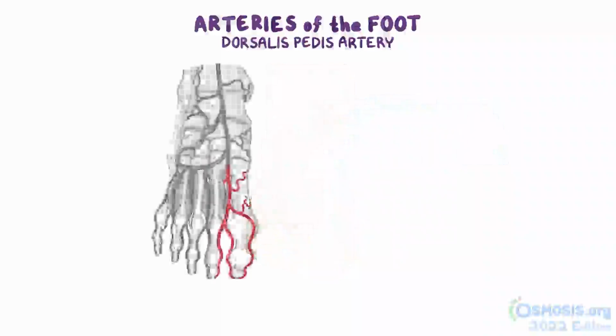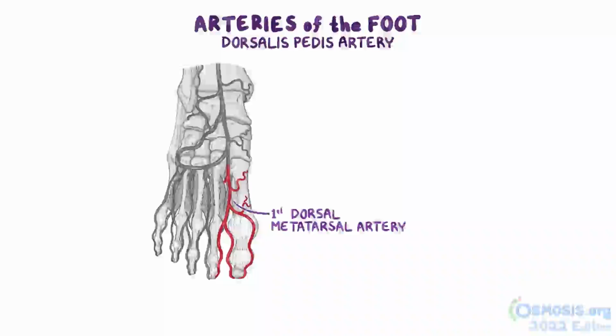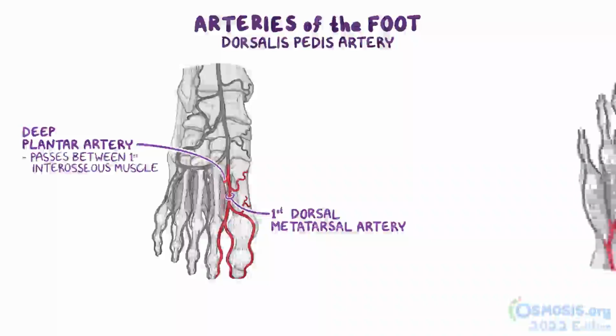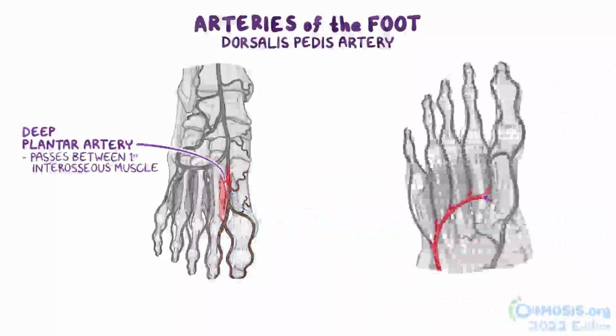The dorsalis pedis artery then passes to the first interosseous space, where it divides into the first dorsal metatarsal artery and a deep plantar artery. The deep plantar artery passes deep between the heads of the first dorsal interosseous muscle to enter the sole of the foot, where it joins the lateral plantar artery to form the deep plantar arch.